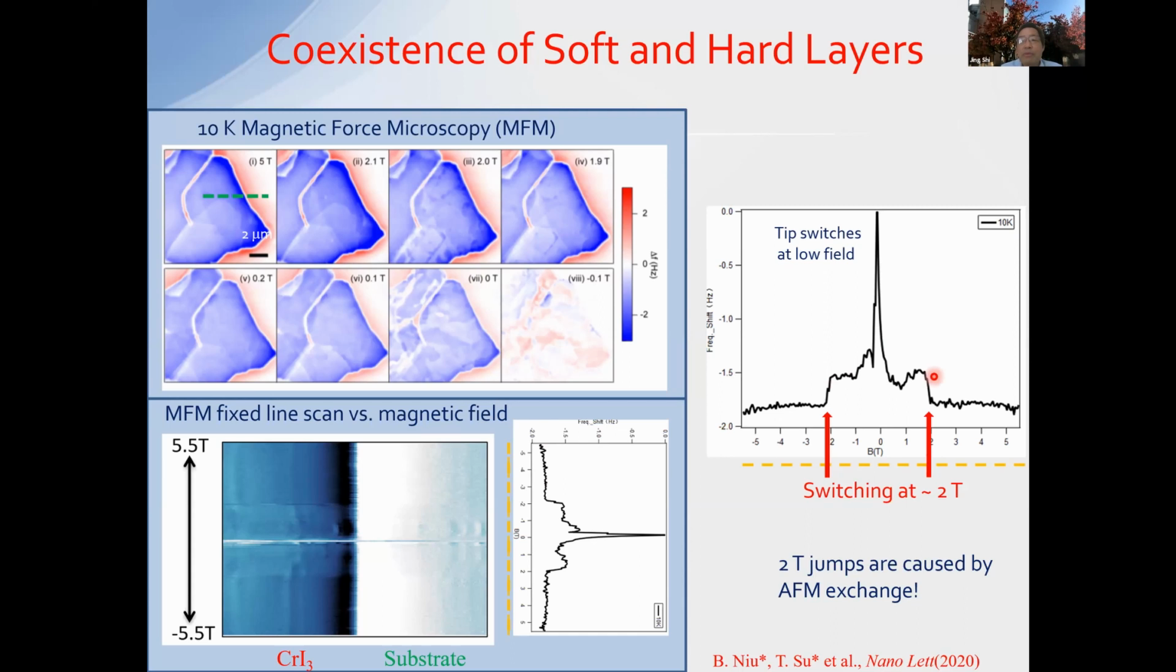Okay, remember this is MFM. We effectively detect the stray field second-order derivative. Okay, the stray magnetic field, which is related to moment. So some moment abruptly switches at 2 Tesla also, then keeps at low field. There's a lot of switching, a lot of moments.